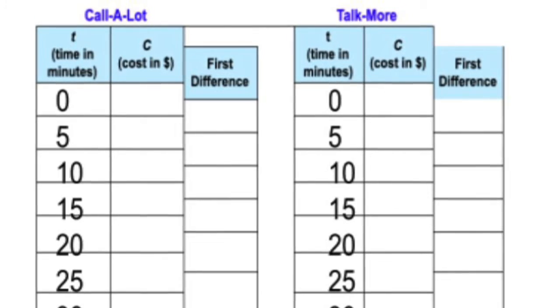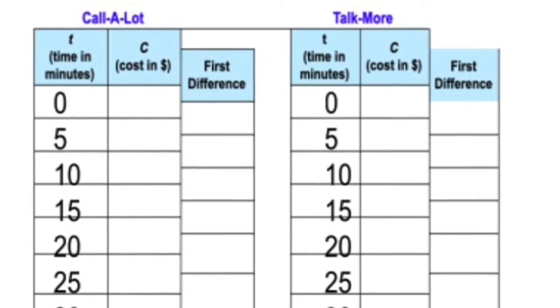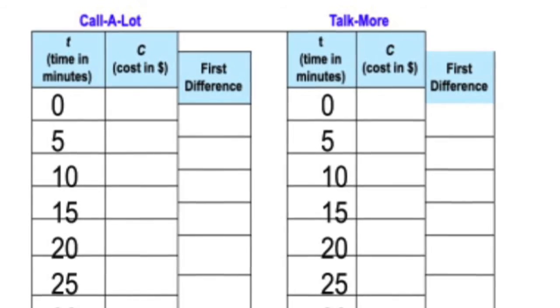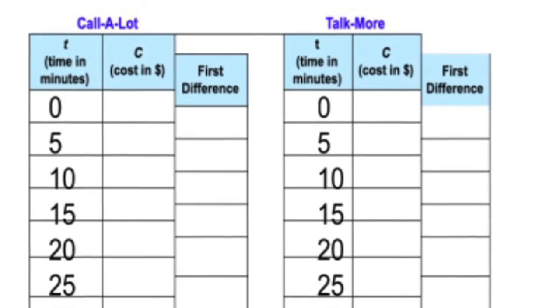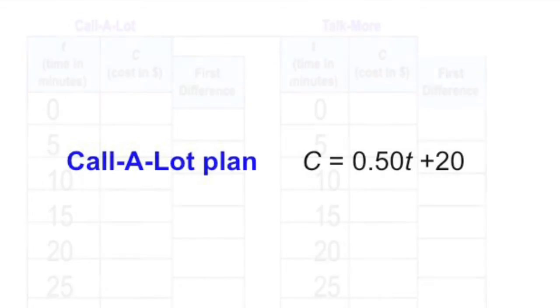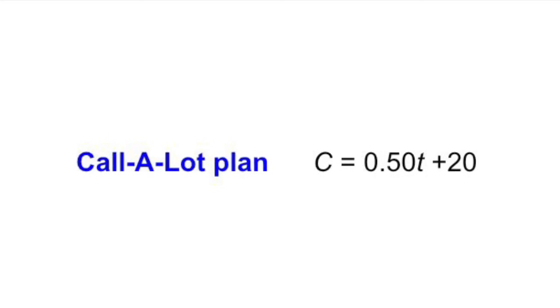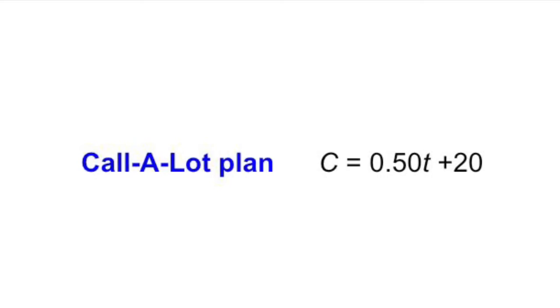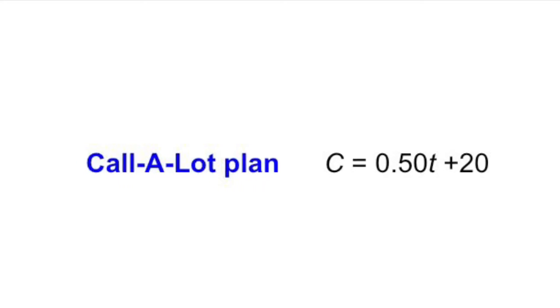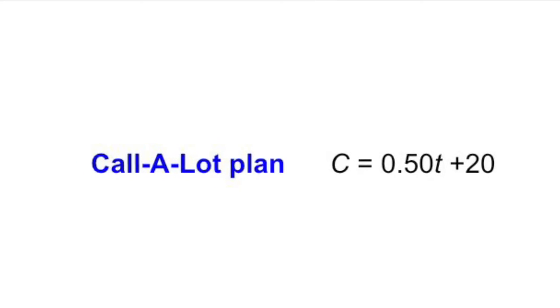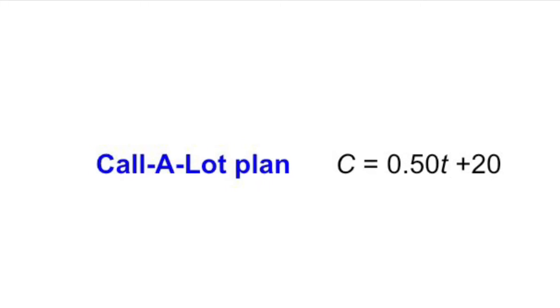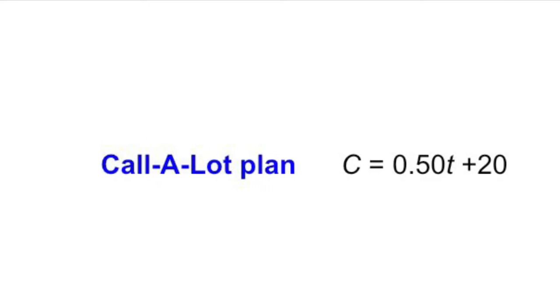So in this video, I'm going to make the table of values for Call a Lot. And we're going to use the equation that we're given for Call a Lot: C = 0.50t + 20. Don't forget, the 20 is all by itself, so that's the initial value. The 0.50 is right next to the t, or the variable, so that's going to be the rate of change.